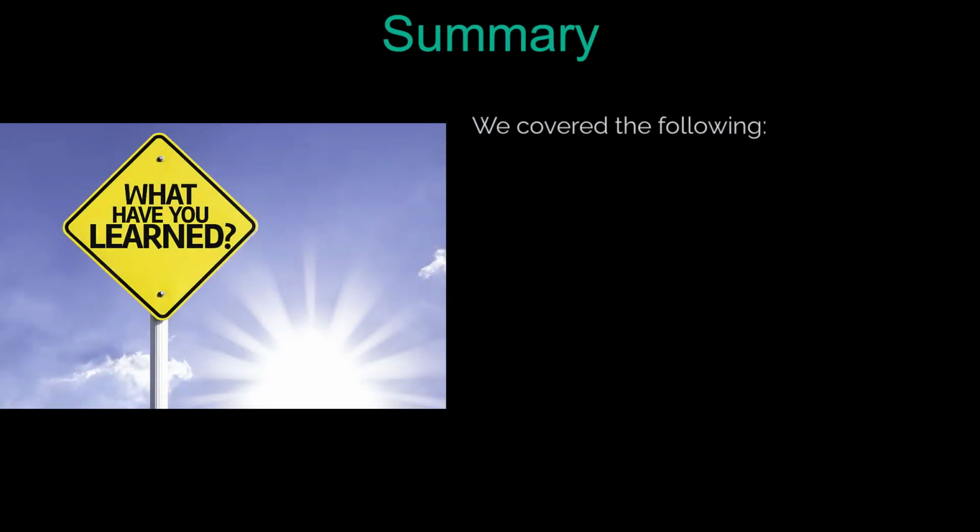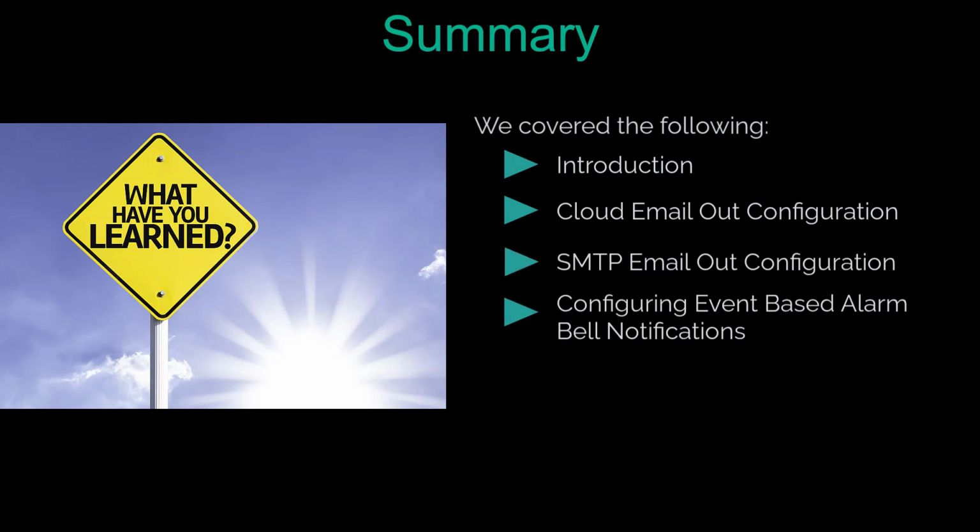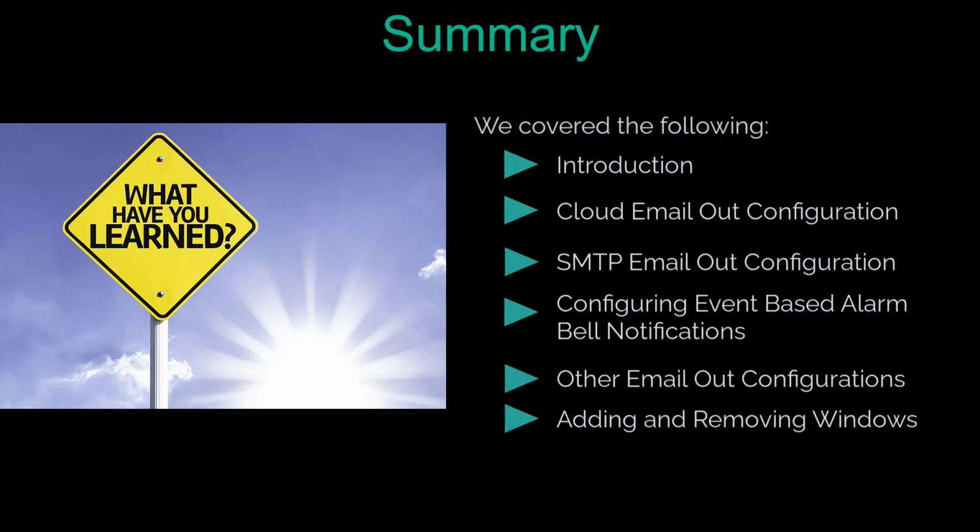Summary. The topics we've covered today include an introduction, cloud email out configuration, SMTP email out configuration, configuring event-based alarm bell notifications, other email out configuration, adding and removing windows, configuring custom email notifications, and a summary.